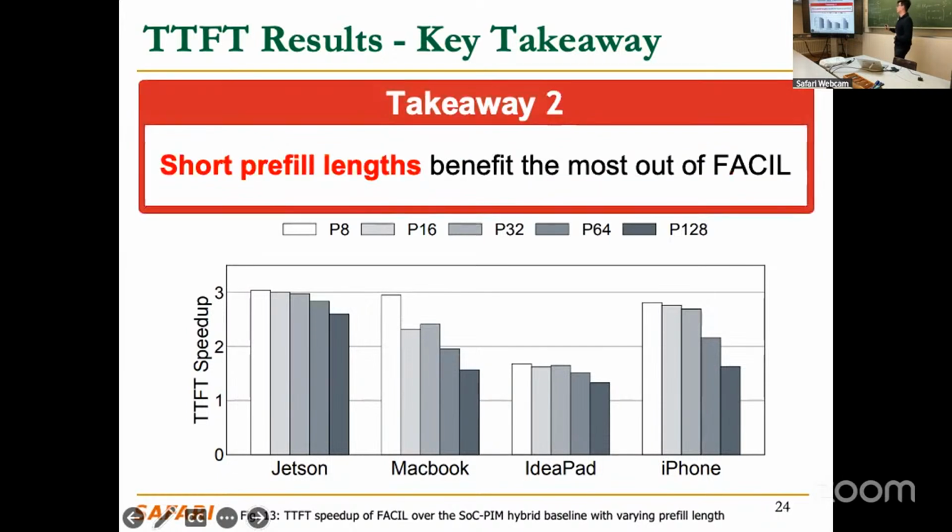The other takeaway is that short prefill length applications benefit the most out of Facil, and there are plenty of use cases of such applications. For example, chatbots, which are latency sensitive and interactive by nature.